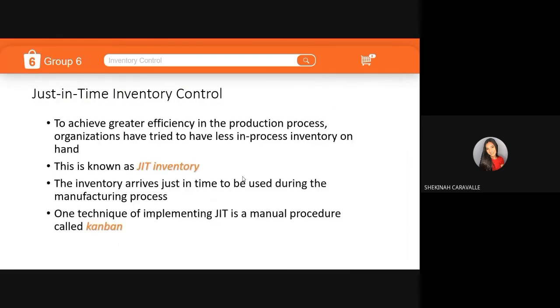Just-in-time inventory control. To achieve greater efficiency in the production process, organizations have tried to have less in-process inventory on hand. This is known as JIT, just-in-time inventory. The inventory arrives just in time to be used during the manufacturing process. One technique of implementing JIT is a manual procedure called Kanban.